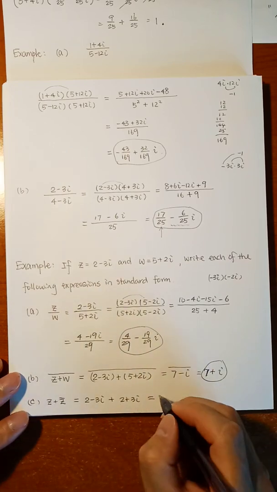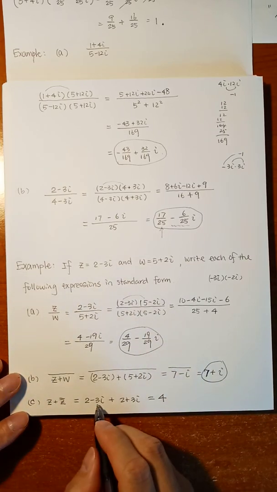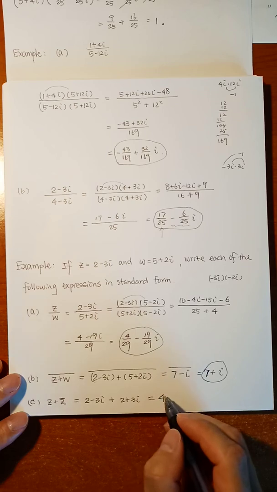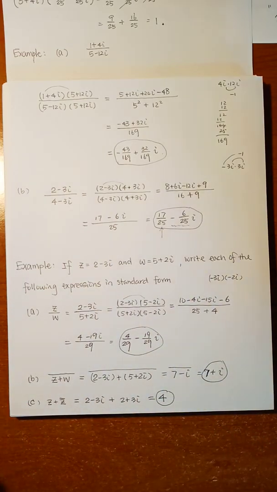2 plus 2 is 4. Negative 3i plus positive 3i is 0. They cancel. So this is the answer. The answer is number 4.